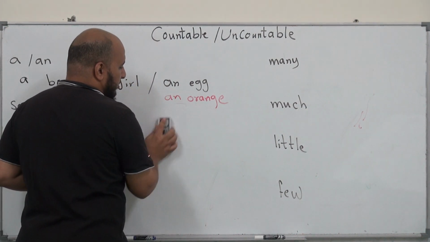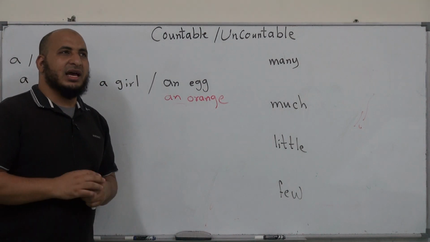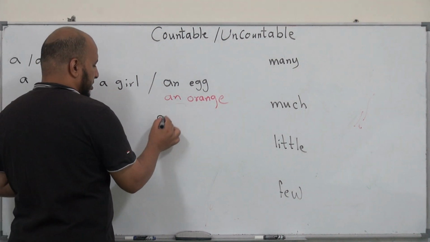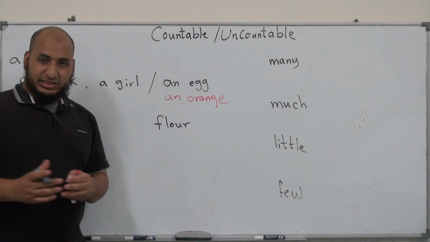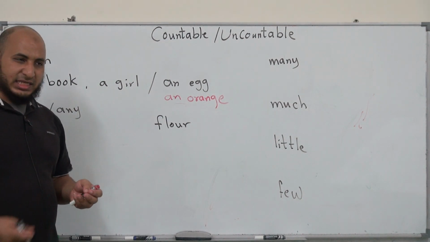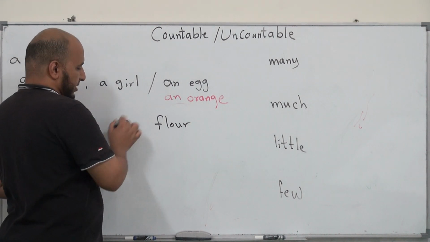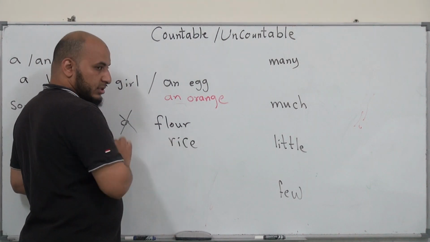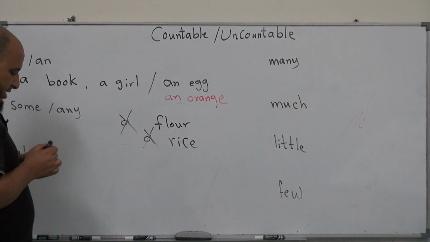You can't put a or an with the uncountable nouns such as flour. Flour, is it singular or plural? No, it's uncountable. I can't count flour. So you can't put a. Such as rice, you can't put a. Okay? That was a or an.